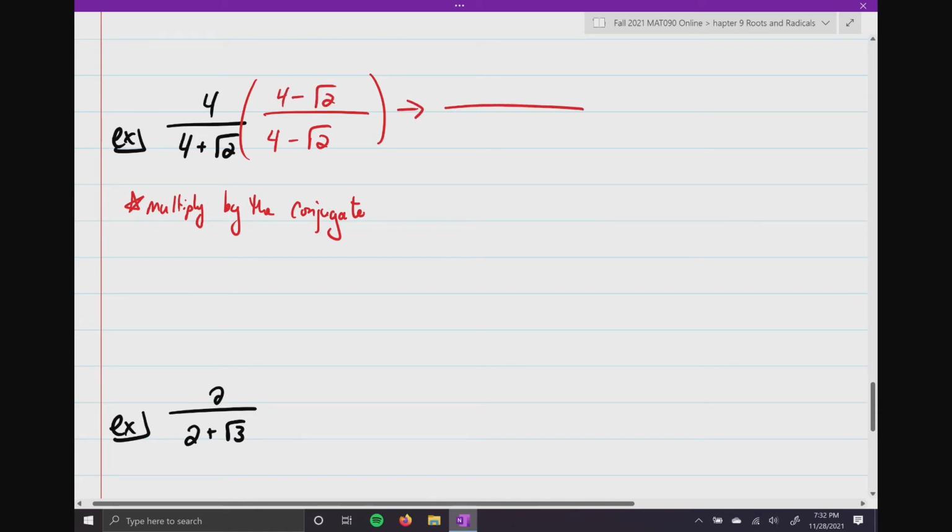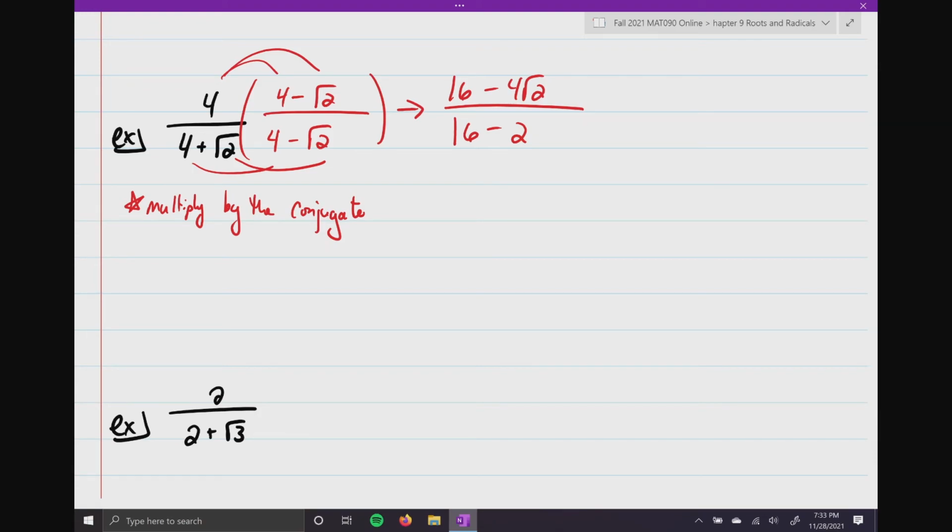Now, in the numerator, watch what happens. 4 times 4 is 16. 4 times a negative square root of 2 is minus 4 square root of 2. And here's the beautiful part. In the denominator, since we have conjugates, 4 times 4 is 16. Positive 2 times positive square root of 2 times negative square root of 2 is minus 2. Notice in your denominator, there's no radical symbol anymore. It's in the numerator now, which is fine. So here, I got 16 minus 4 square root of 2, all over 16 minus 2 is 14.